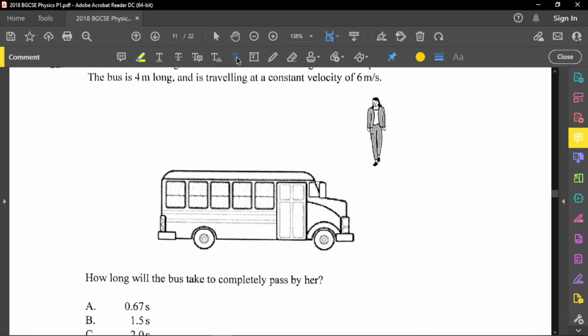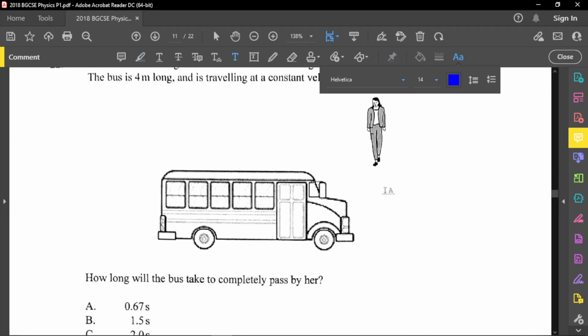Just some quick information here. We know that velocity is equal to distance over time, right? So V is equal to distance over time, D over T. That's what we're sure about. But we want to find time right here. So time, T, is going to equal D over V.